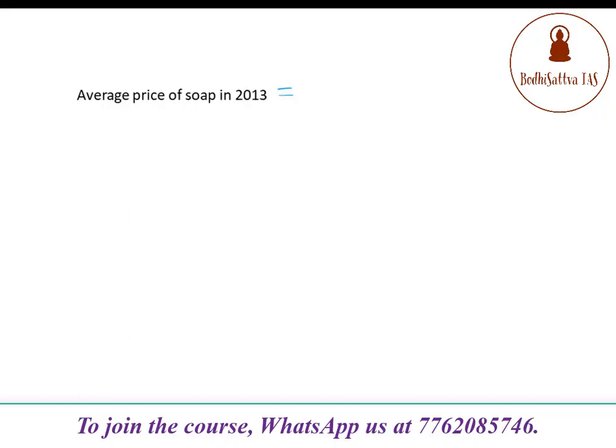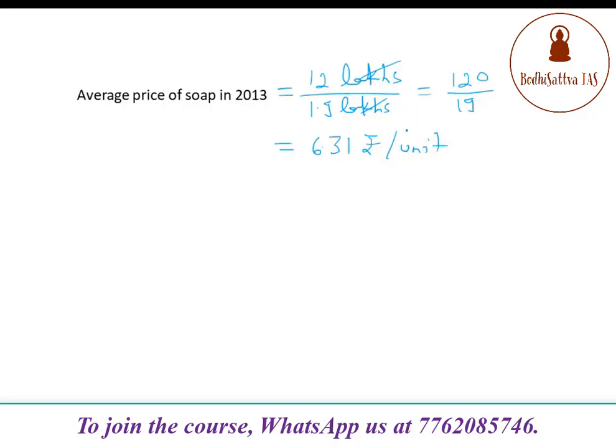So we will do 12 lakhs and the number of units sold, we just found out, was 1.9 lakhs. So lakhs we can cancel out, it is 12 by 1.9, so we can multiply by 10 in the numerator and denominator, so 120 by 19. So if we divide 120 by 19, we will get 6.31 rupees per unit.